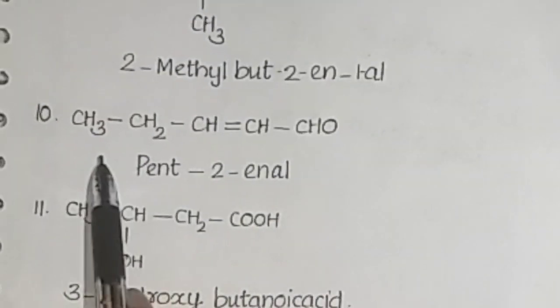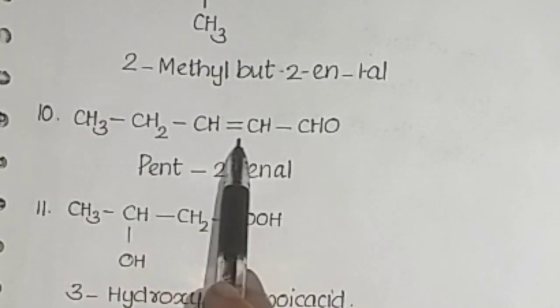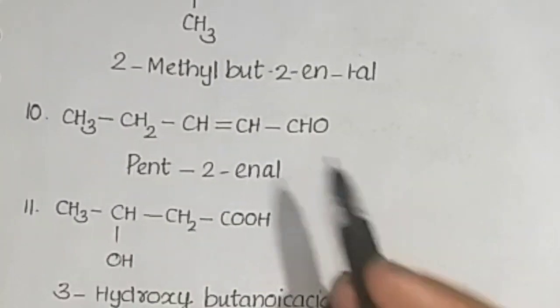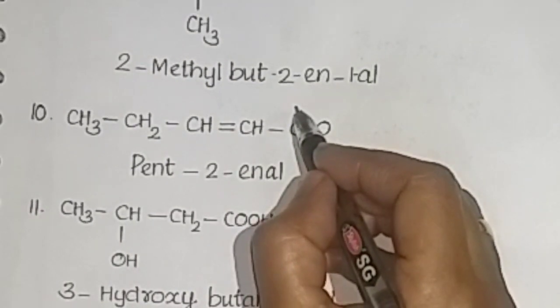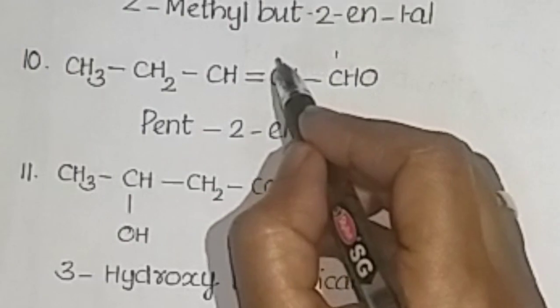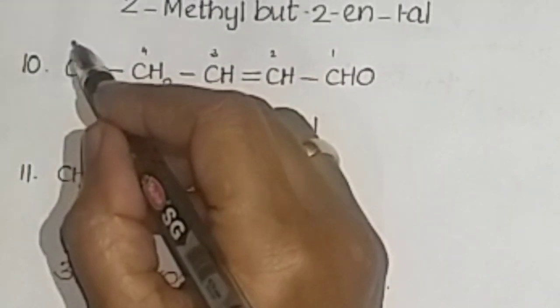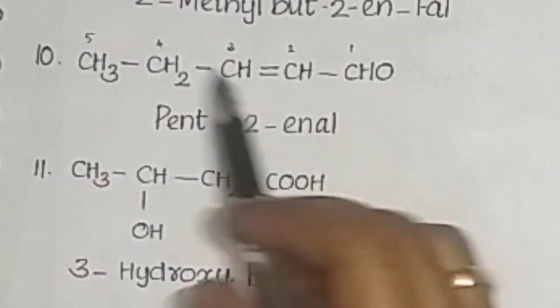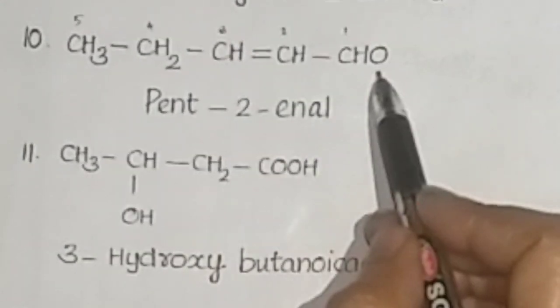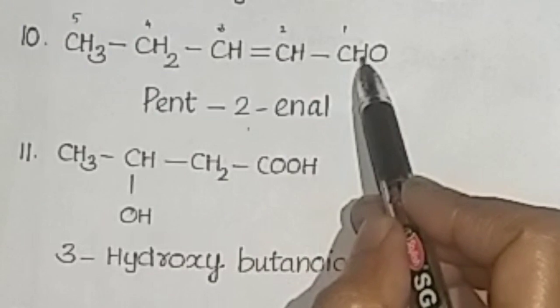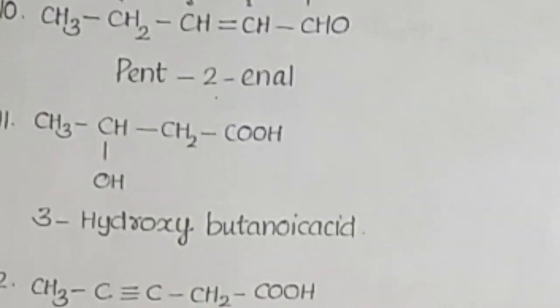Next one, CH3, CH2, CH double bond CH, CHO. Select the longest continuous carbon chain including the functional group, 1, 2, 3, 4, 5. Then this is pentene. Pent-2-en-1-al, or pent-2-enal.